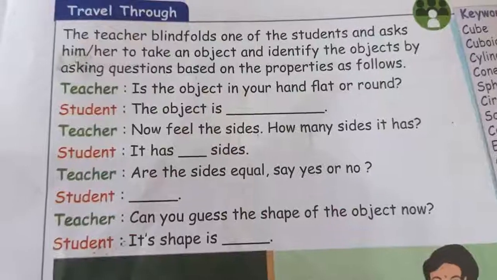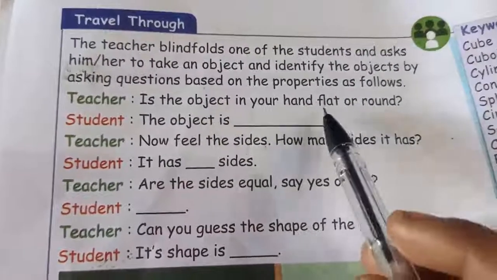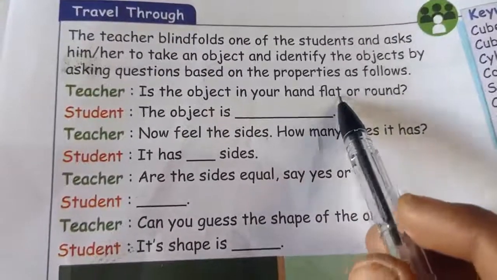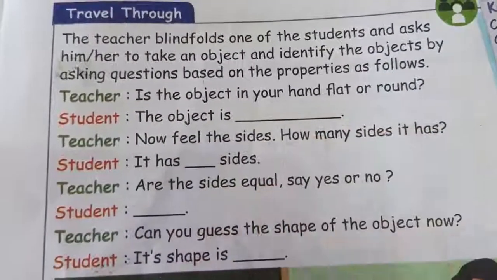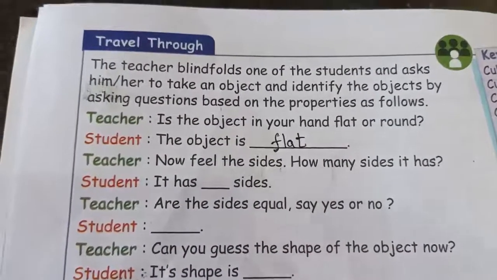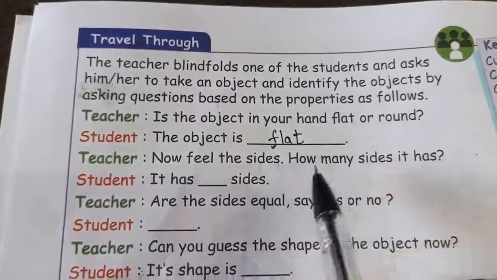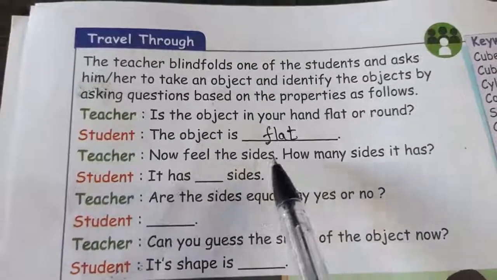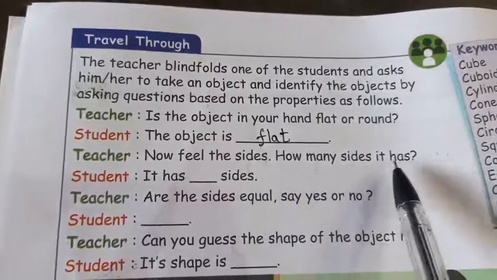Okay, so that object is flat or round. That is a flat object. So what do you write here? Flat. The object is flat. Next question. Now fill the sides. How many sides does it have?